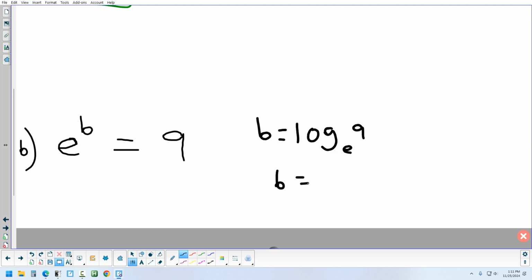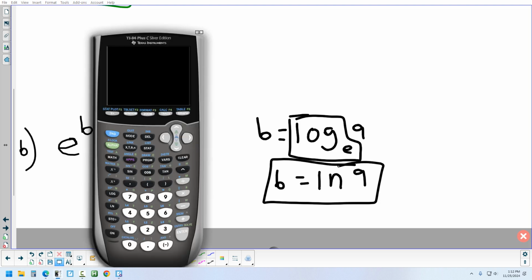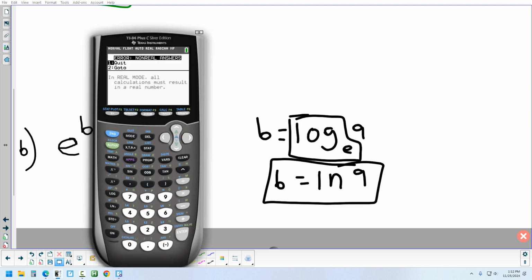What is the abbreviation for that part? ln. Yep. That would be the shortest way you could write that one, and that's something you could type in on the calculator. That button is right below log. So if they wanted the decimal for this one, which they don't, it would be about 2.197.